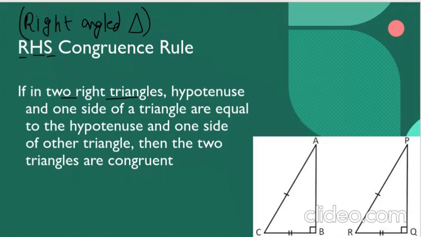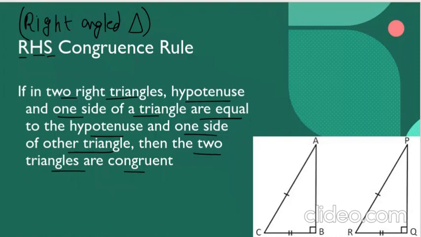If the hypotenuse and one side of a triangle are equal to the hypotenuse and one side of the other triangle, then the two triangles are congruent. Why are they telling me only hypotenuse and side? Because R is nothing but the right angle, and a right angle is always 90 degrees. It won't be 17 somewhere and 19 somewhere, it will always be 90 degrees. That is why we are not mentioning it. We are just talking about the hypotenuse and side, they should be equal.